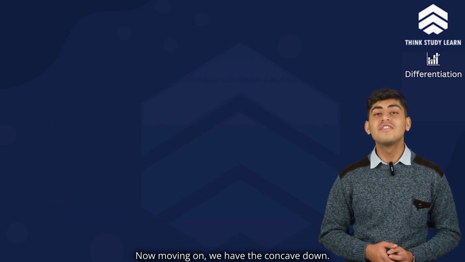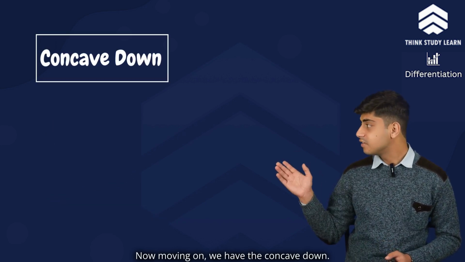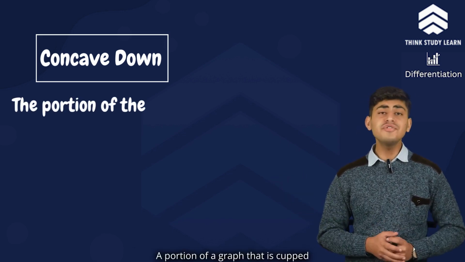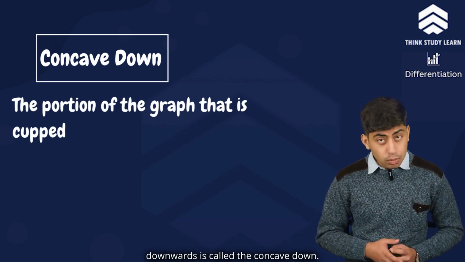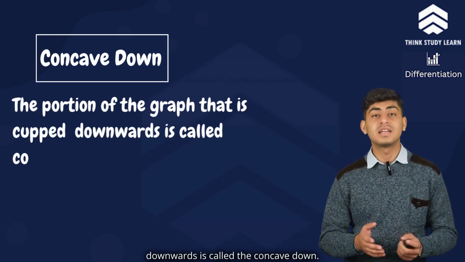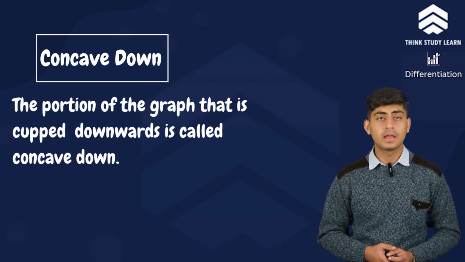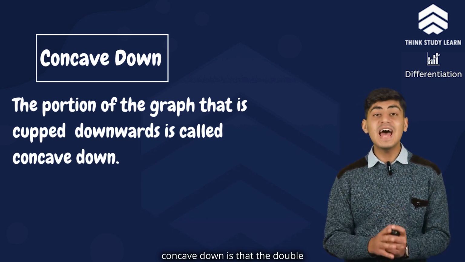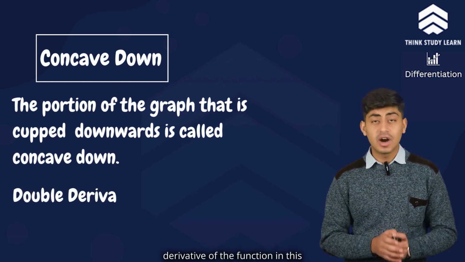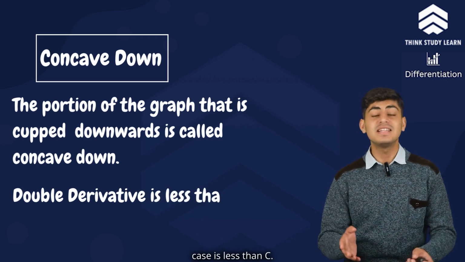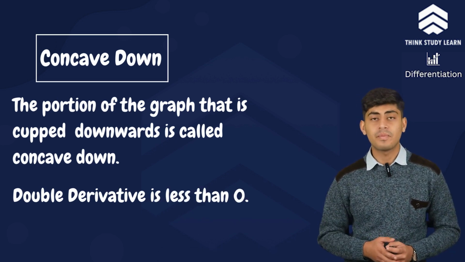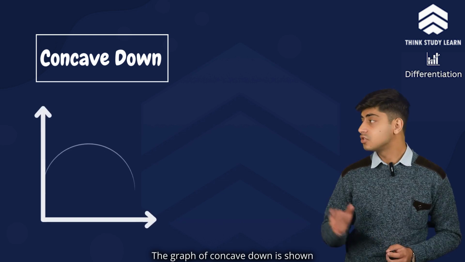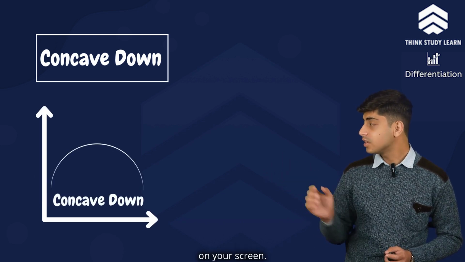Now moving on, we have the concave down. A portion of a graph that is cupped downwards is called the concave down. The condition of the graph to be concave down is that the double derivative of the function in this case is less than 0. The graph of concave down is shown on your screen.